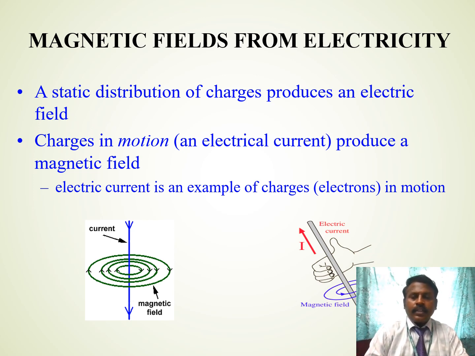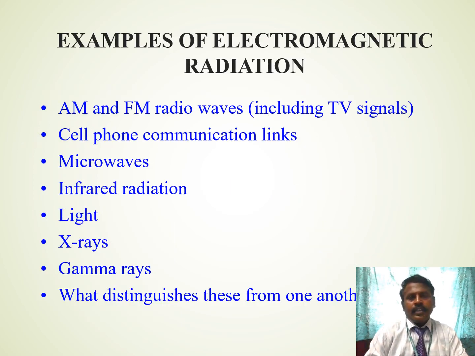According to the right-hand thumb rule, the movement of charge carriers produces a current, so a current-carrying conductor produces a magnetic field. Then, what are the examples of electromagnetic radiation? Amplitude modulation radio and frequency modulation radio waves, including television signals and cell phone communication links, microwaves, infrared radiation, light, X-rays, and gamma rays, which differ from one another.